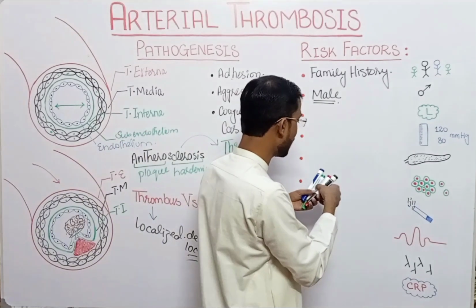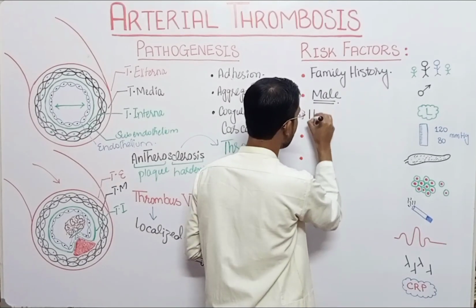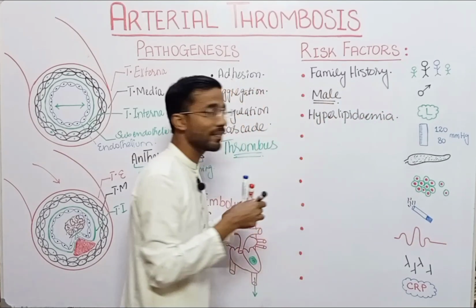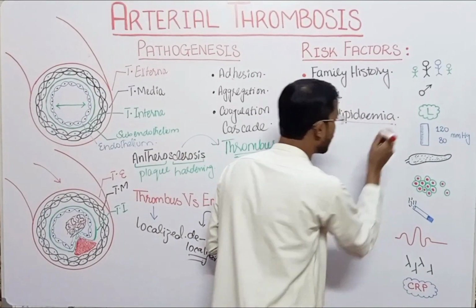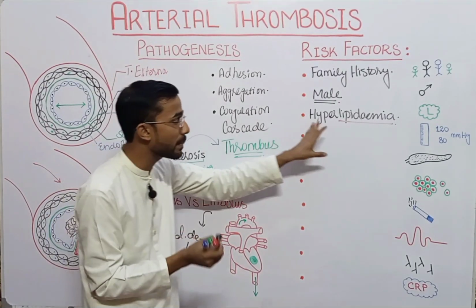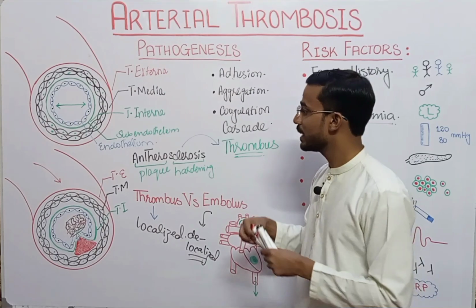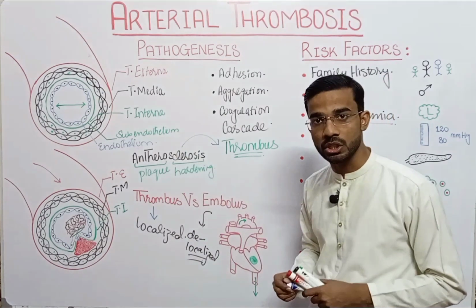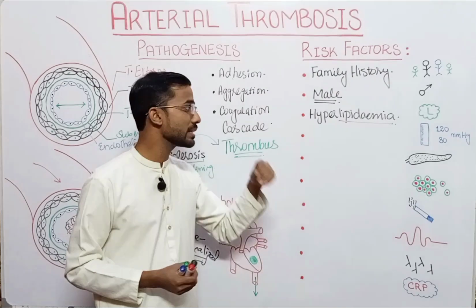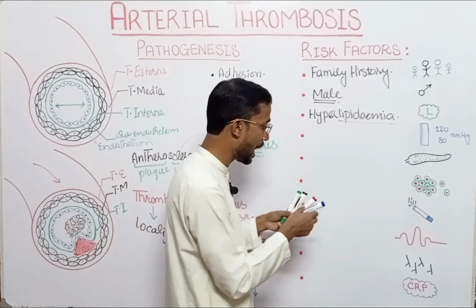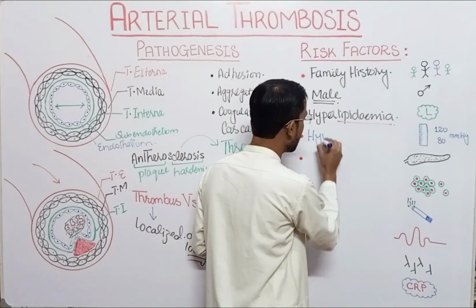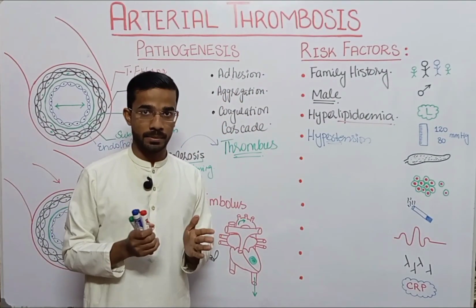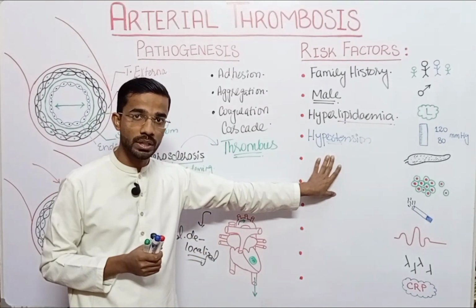Next is hyperlipidemia. When the lipid content increases in the blood, it is called hyperlipidemia. And when the lipid content increases, it causes atherosclerosis, and if atherosclerosis happens, then it converts into thrombosis. So hyperlipidemia is also a cause of the formation of thrombus. Next is hypertension. When the blood pressure increases, it also causes the formation of thrombosis.